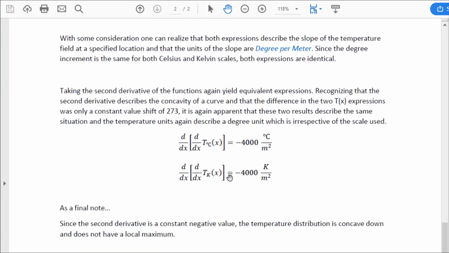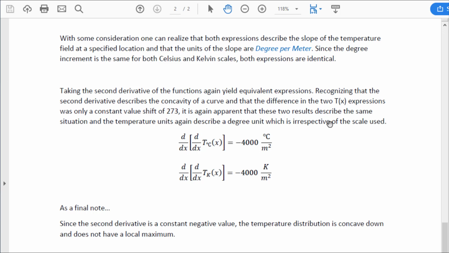And the second derivative is basically the same situation. Again, we would get degrees centigrade per meter squared, but the only thing we're talking about here is the concavity of the function, right? So that's the difference between the two expressions. Again, they're only shifted by a value of 273. So it should be apparent that these two results describe the same situation.